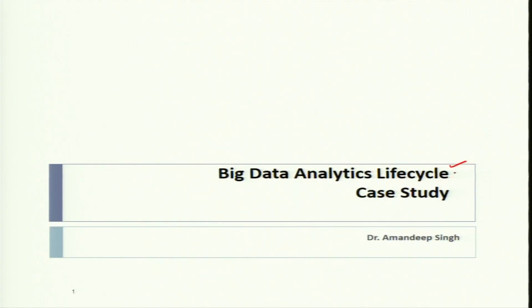Welcome to the next lecture on Big Data Analytics Lifecycle. A case study would be discussed. The case study would be taken on GINA, which is EMC's Global Innovation Network Analytics System.